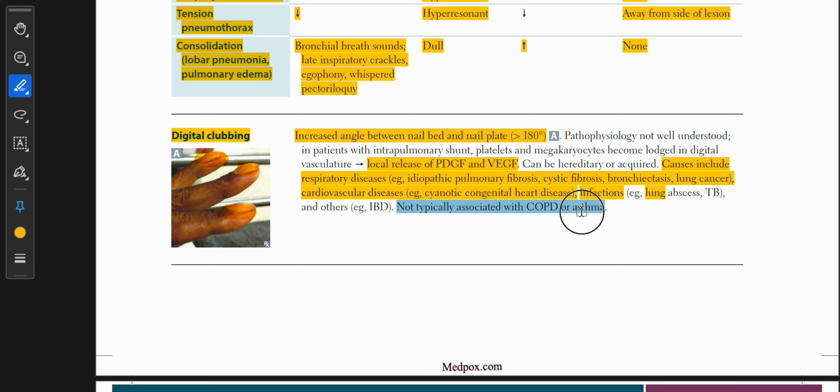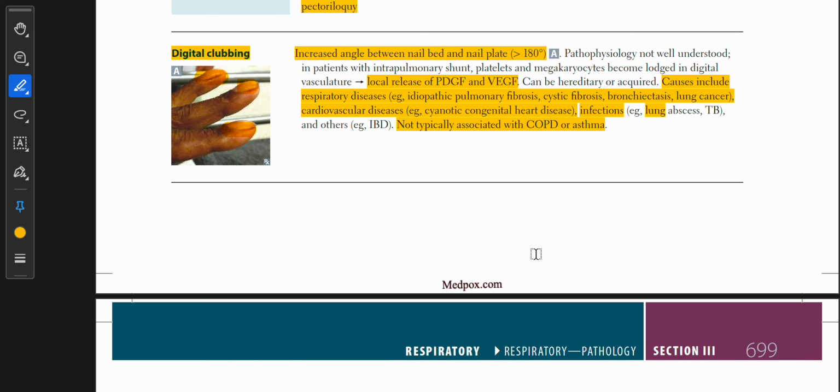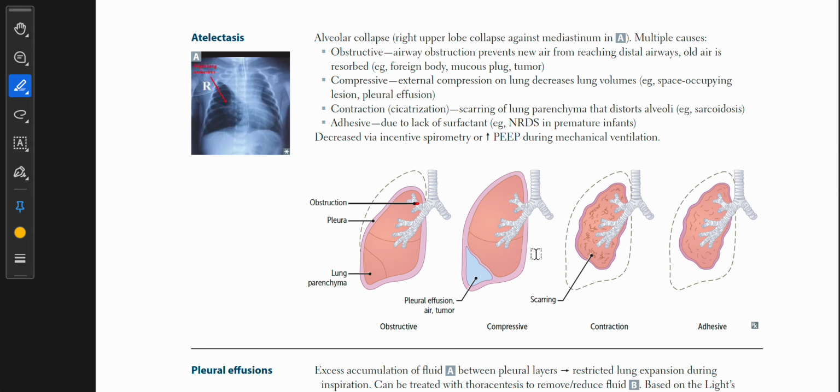It is not typically associated with COPD or asthma. We have to remember this. So clubbing is not typically associated with COPD and asthma. COPD includes bronchiectasis, bronchiolitis, emphysema. There is not any digital clubbing actually, not always.